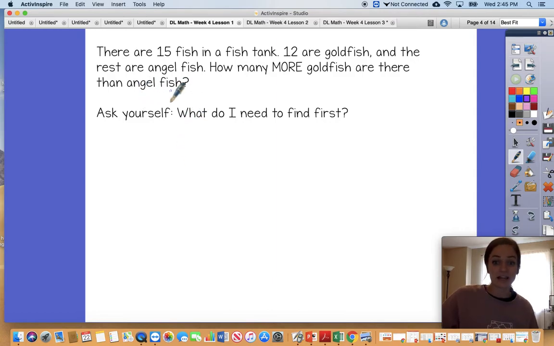I need to know how many angelfish there are, right? I don't even know how many angelfish there are. So there's 15 fish in the tank, 12 are goldfish, and the rest are angelfish. So if we drew a math mountain, we could do that. 15 fish in all, 12 of them are goldfish, and the rest of them are angelfish. I'm going to put an A for angelfish, okay?